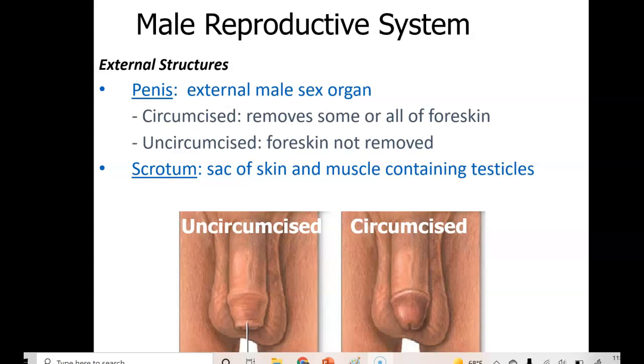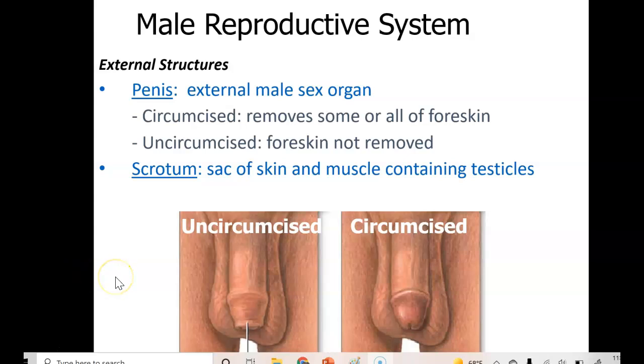So the job of the scrotum, along with two muscles that are involved with the scrotum, the dartos muscle and the cremaster muscle, is that when the temperature becomes too cold, they will contract and pull the scrotum up towards the body in order to keep the testes warm. And vice versa, if the temperature is too warm, then they'll relax and drop so that the testes are away from the body, decreasing the temperature of the testes.